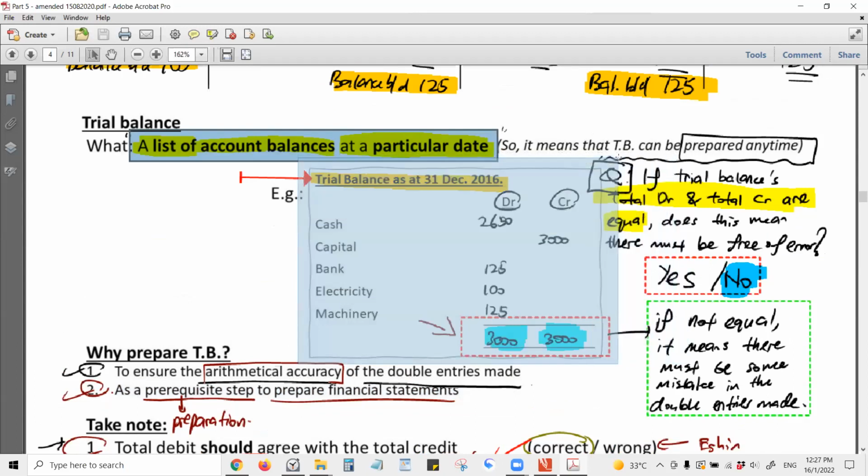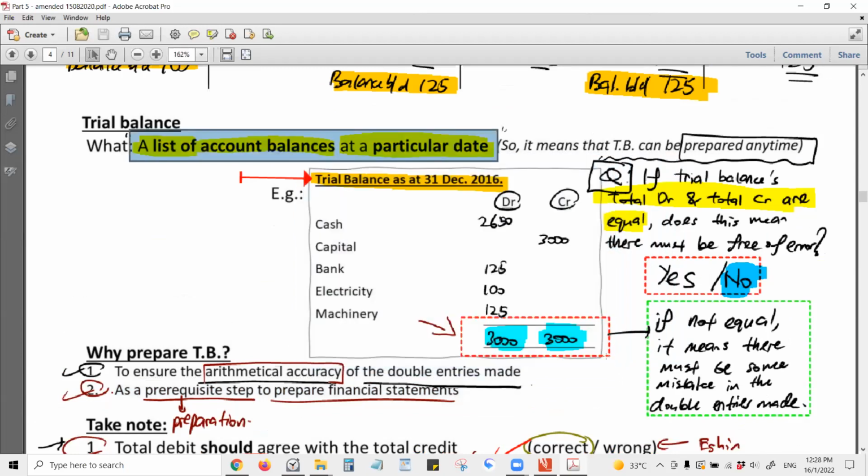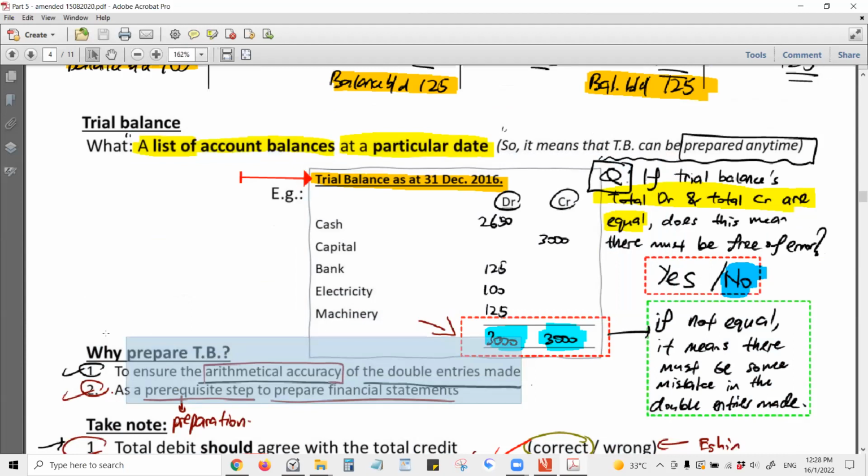Okay, remember when you do income statement, you are given a list of items. They are the trial balance. Okay, they give you a trial balance. Then you do the income statement, do the SOFP. Okay, a preparation step to do the financial statement. Okay, so there you go, the purposes.